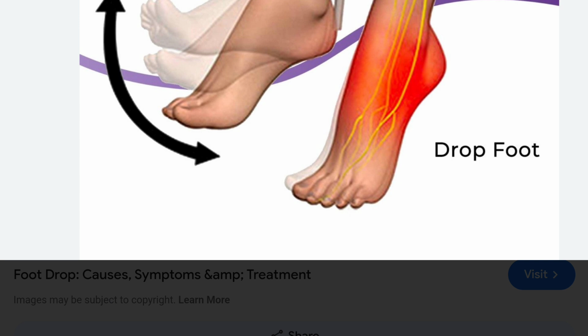Will you do anything else? Yes, I will evaluate for diabetes mellitus, liver function test, renal function test, and vitamin B12 level to look for metabolic causes. Also, if hematoma, aneurysm, ganglion, or Baker cyst is suspected, then I will get an ultrasound done.